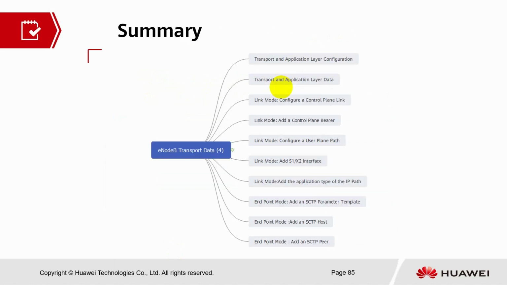The summary of this section, eNodeB transport data, is that we have learned about transport and application layer configuration data. For link mode, we learned how to configure the control plane link, how to add a control plane bearer, how to configure the user plane path, how to add the S1 and X2 interface, how to add the application type of the IP path, how to add an STP parameter template, how to add an STP host, and last but not least, how to add an STP peer.